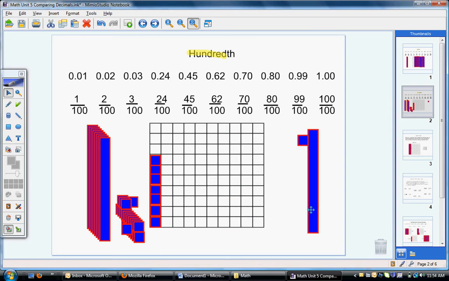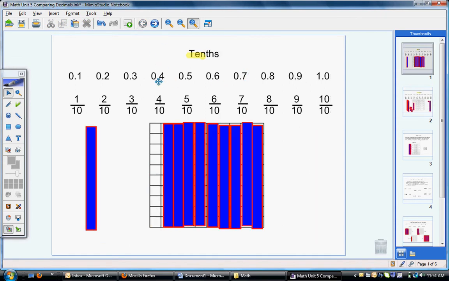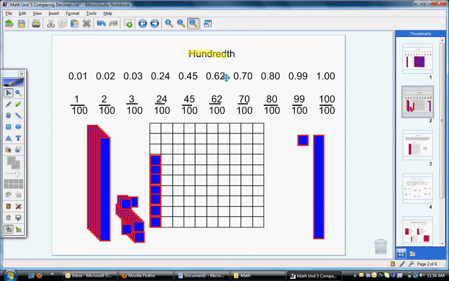This right here would be 1/10. When I'm looking at it, the tenths are the first place value next to the decimal. Notice how there's only one number after that decimal. The hundredths are where there's 2 places afterward. So this is 3/100ths, this is 99/100ths.